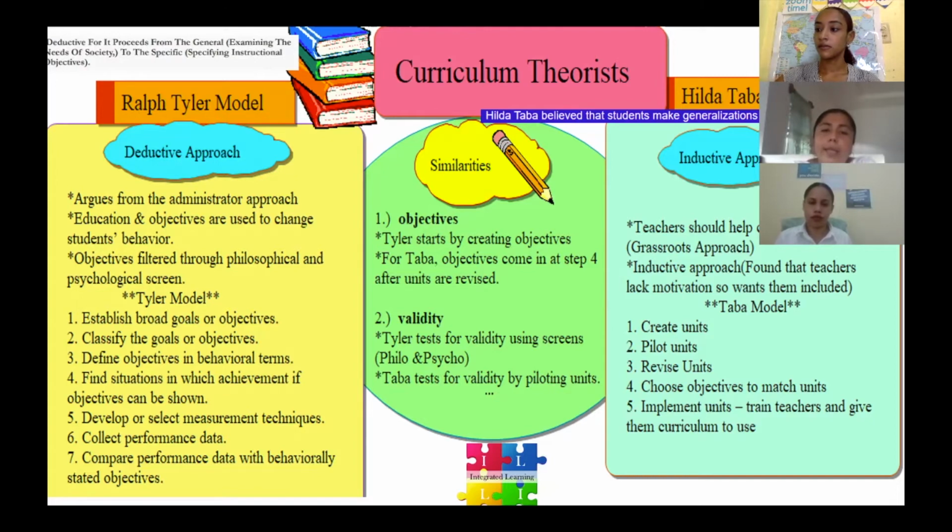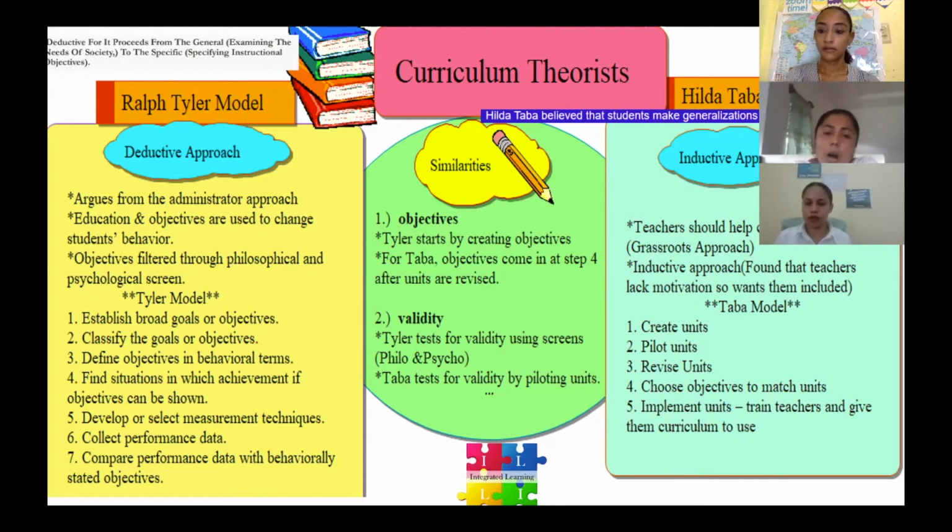Looking at the Hilda Taba model to the right, she now uses the inductive approach. What is the inductive approach? It's simply the opposite, the contrast of the deductive approach. So she moved from the specific to the general. According to Taba, teachers should have a part in the creation of curriculum. Because she believed that teachers should help to create the curriculum, this is called the grassroots approach.